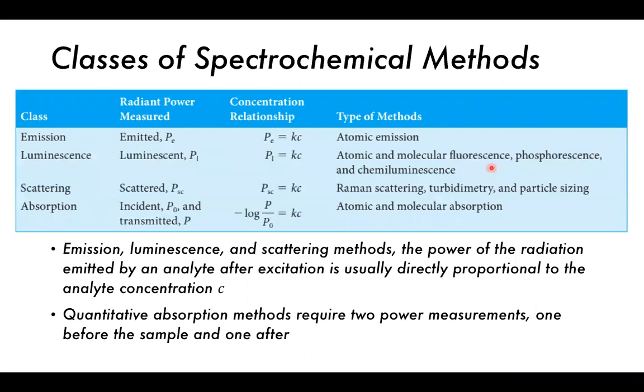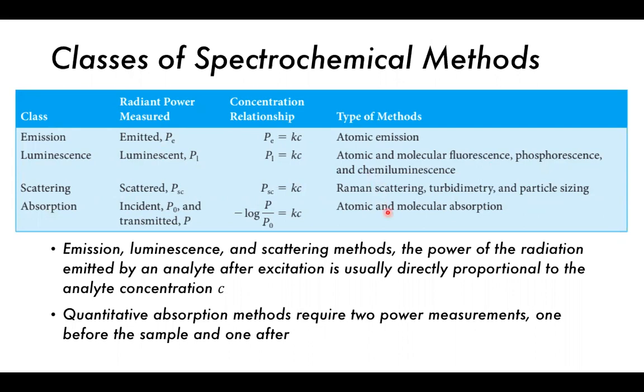So there's 4 major classes of the spectrochemical methods that we'll be looking at. So there's emission, which we've talked about, luminescence, which we've also talked about, scattering and absorption. What we measure is the emitted radiant power, the luminescent power, the scattered power, and the incident and the transmitted for absorption.